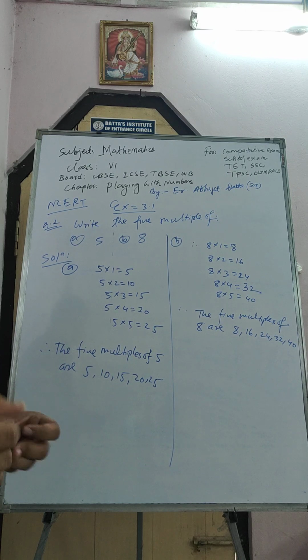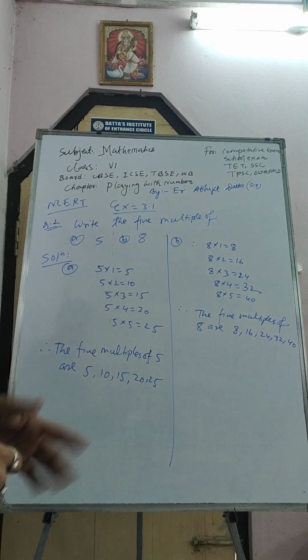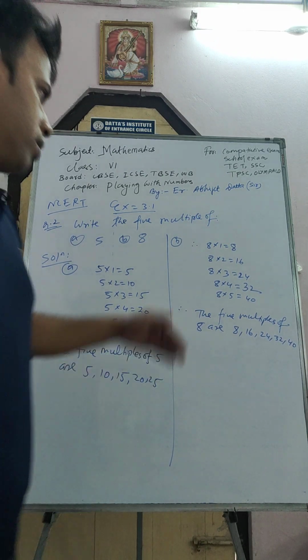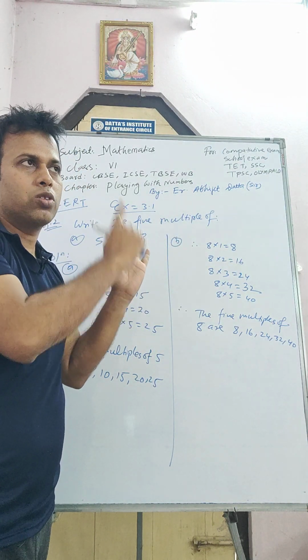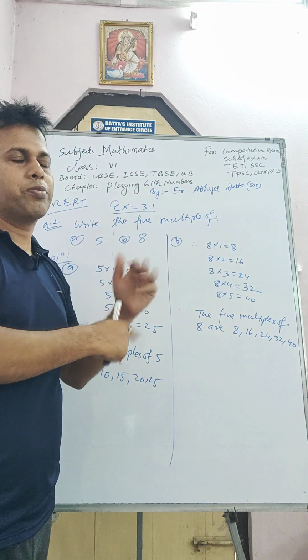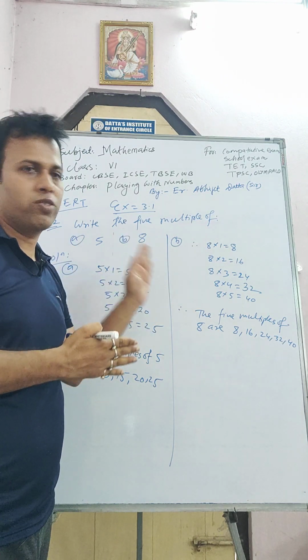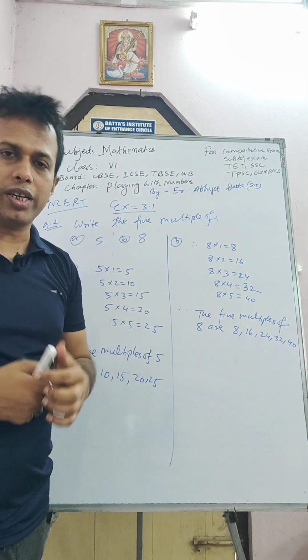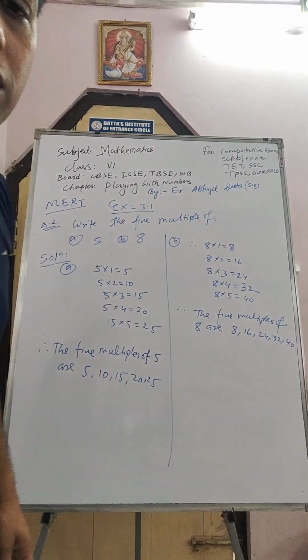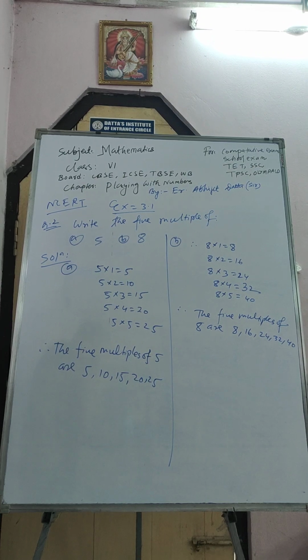5 multiples of 8. Okay, 5 multiples of 8 means you have to multiply 8 with 1, 2, 3, 4, 5. If they ask for 7 multiples, 8 will be on the left side, and after that multiply 1 up to 7. Okay, fine. So we move on to the next question.